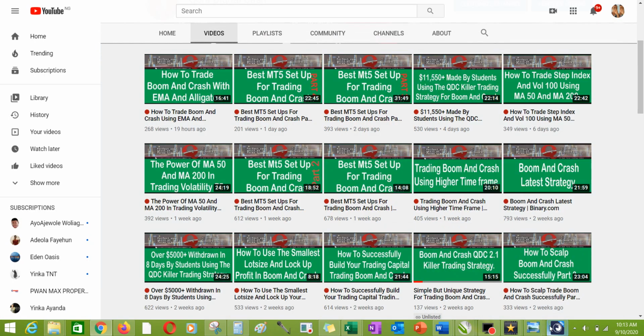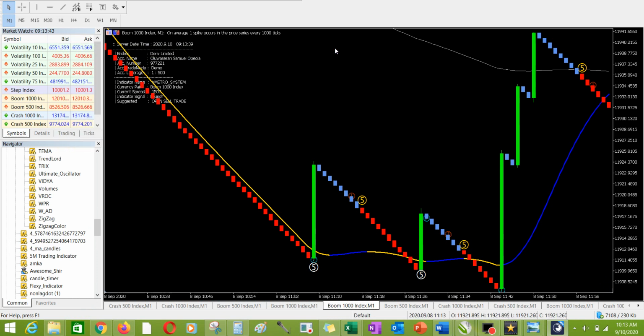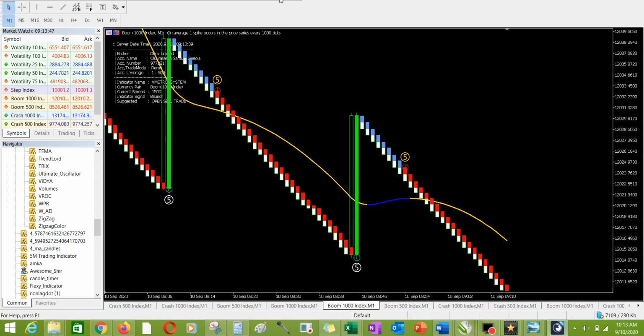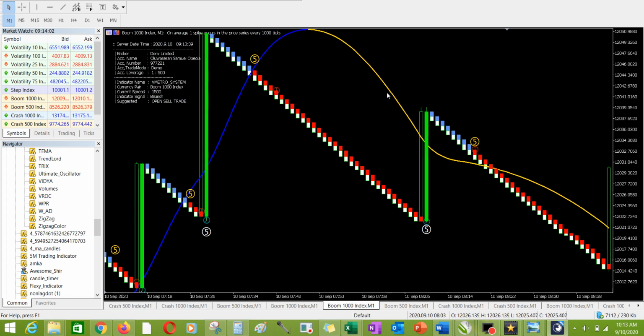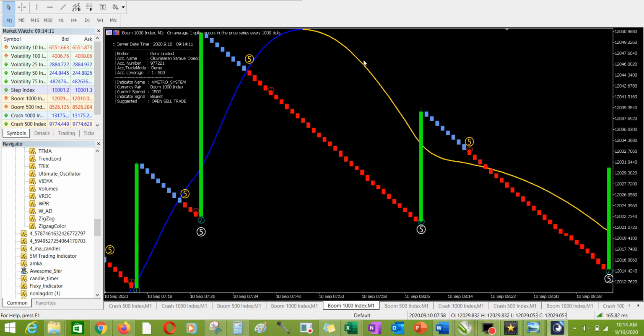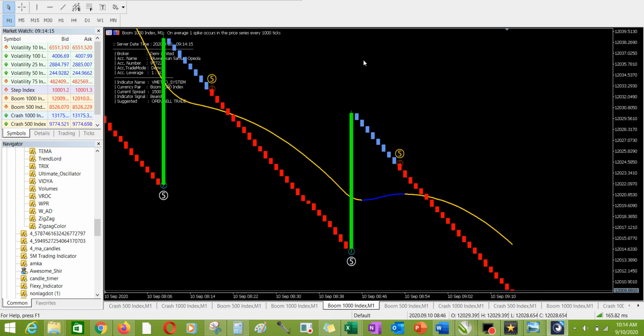Okay, let's go straight to the dashboard, to the trading platform, to do some analysis on the market. Let's see what is happening in the market at the moment. Presently I'm using the signal indicator to do my analysis. This is how the signal indicator looks like. I'm using my signal indicator to do my analysis at the moment.